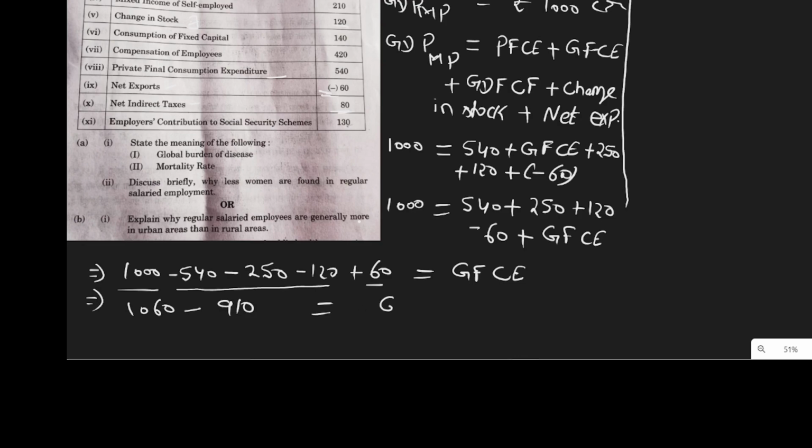This is government final consumption expenditure. I have subtracted 1000, sorry, I added 1060 first. Then I have added these three. Then now I'll subtract these two. So how much does it come to? 910, 1010, that is 150.